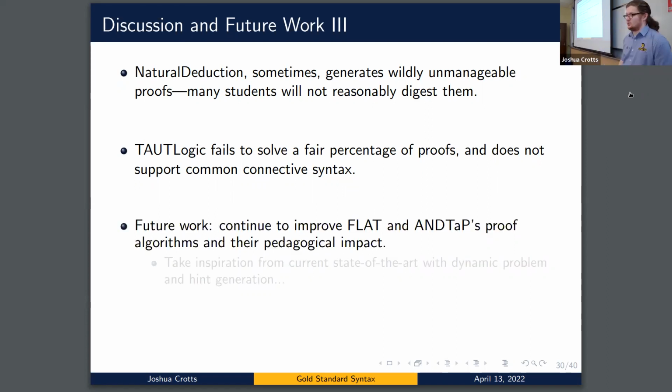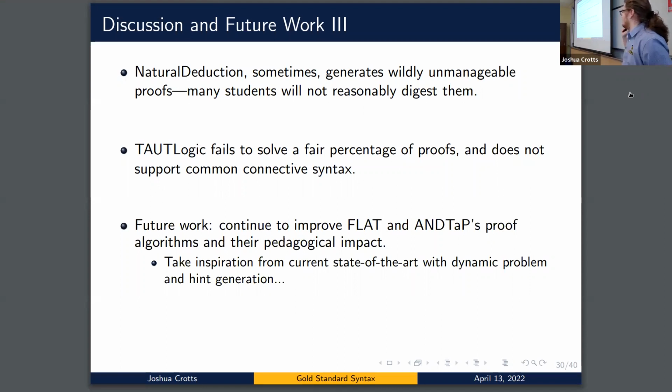So future work: we want to continue improving FLAT and ANTAP's algorithms, to increase their success rate and also make them more pedagogically appealing. Right now they do have the tutoring aspect, but we would like to take inspiration from projects like DeepThought to generate dynamic hints and dynamic problems. That's something we would like to do in the future.